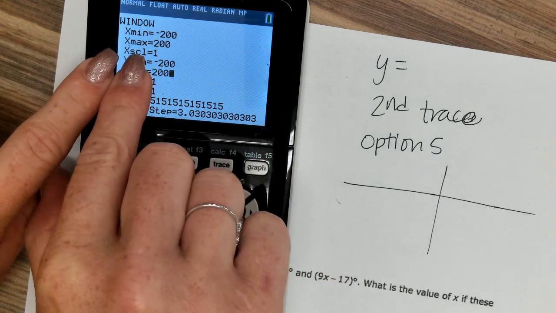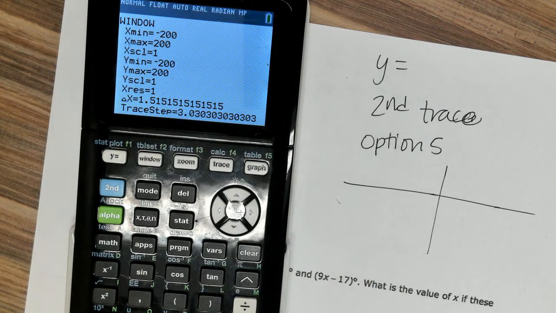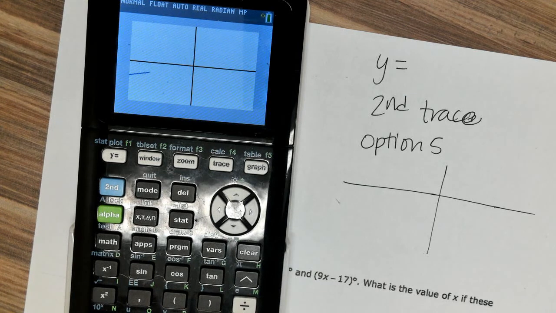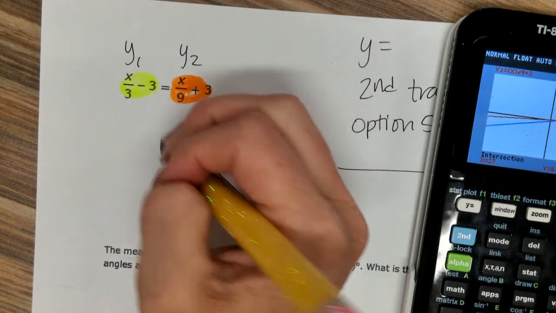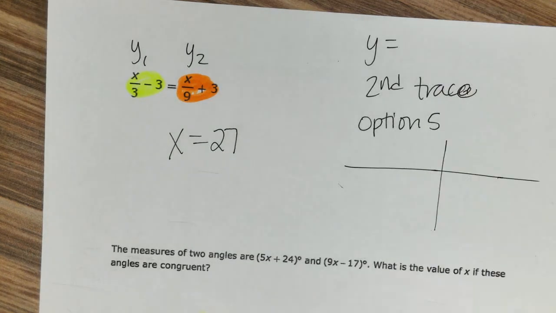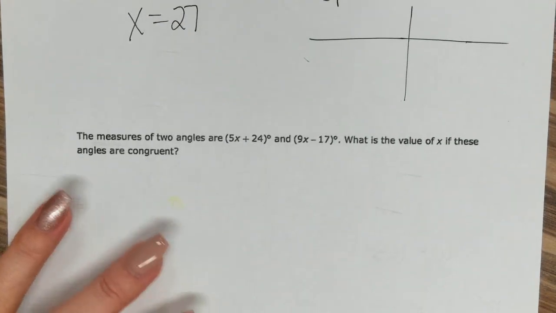Don't worry about this SCL. That's saying what do you want it to count by. So it's counting by ones, but we don't care about that. We just want to see more. So second trace, option 5, it's going to really zoom out. Now can I see the intersection? Yes, I hit enter 3 times. And there's my answer. X is equal to 27. Could I zoom out to 1,000? Yeah. So if you can't get the answer, negative 1,000, positive 1,000. Okay? All right, look at this next one.